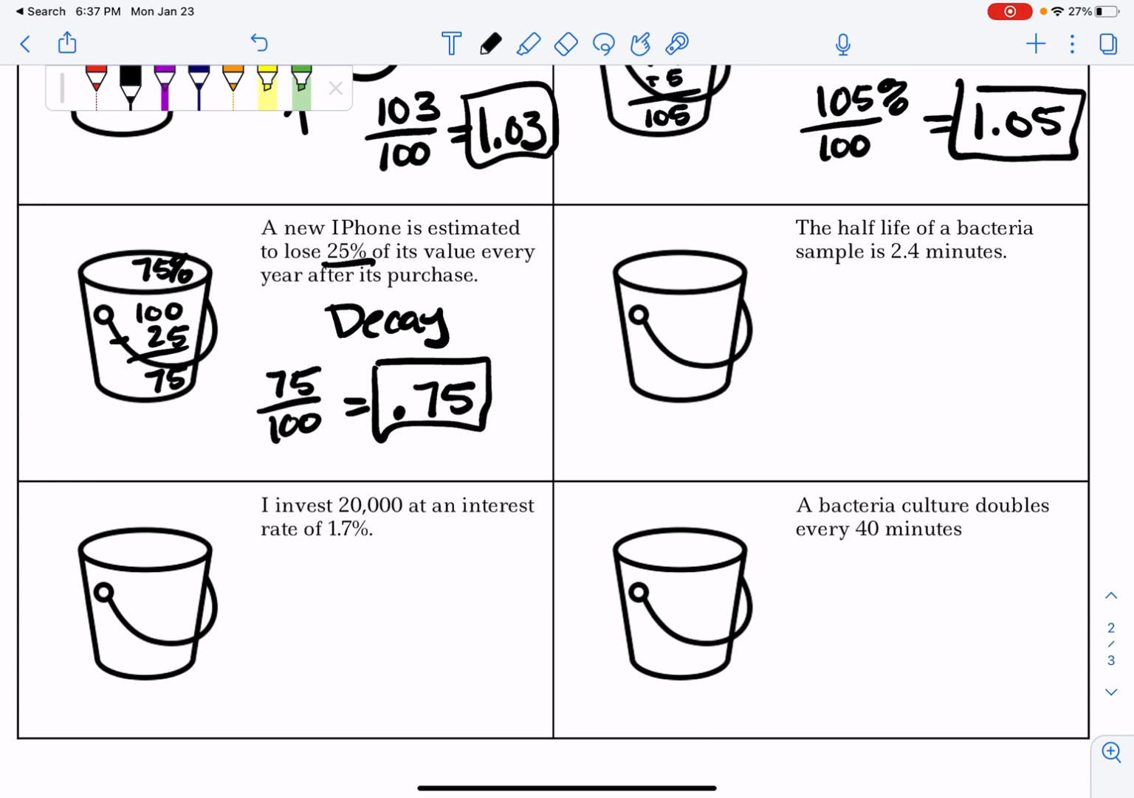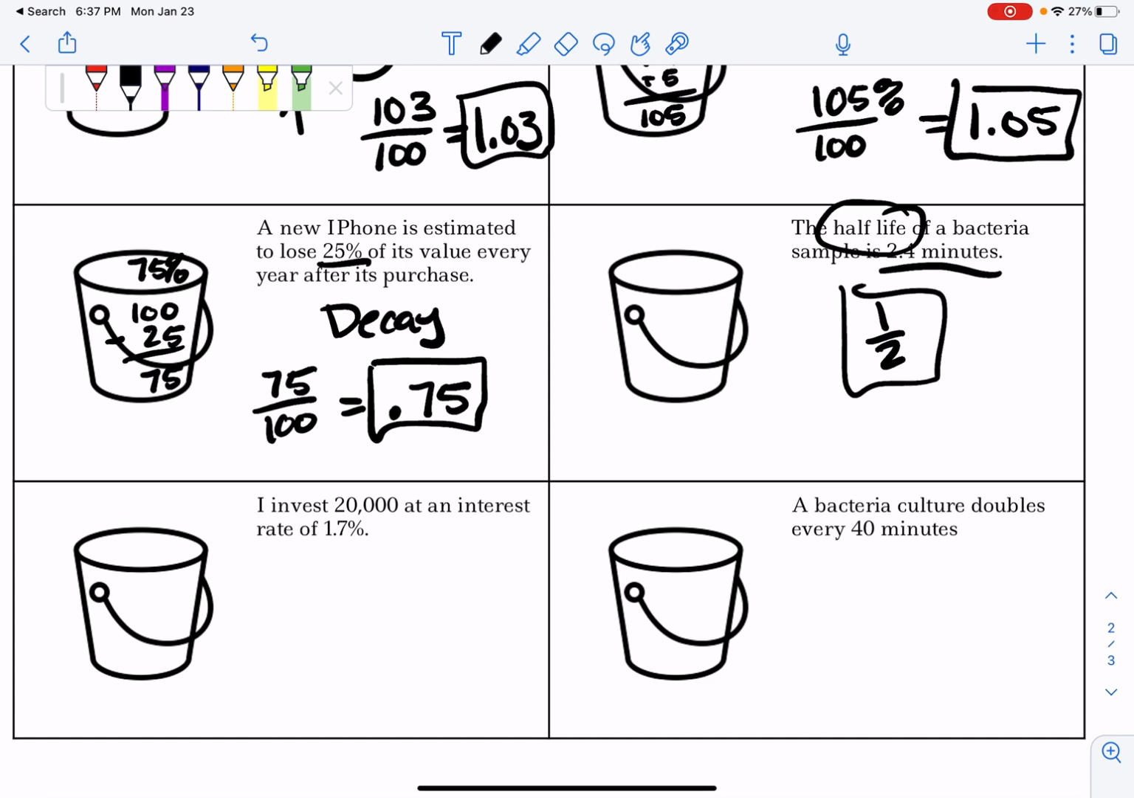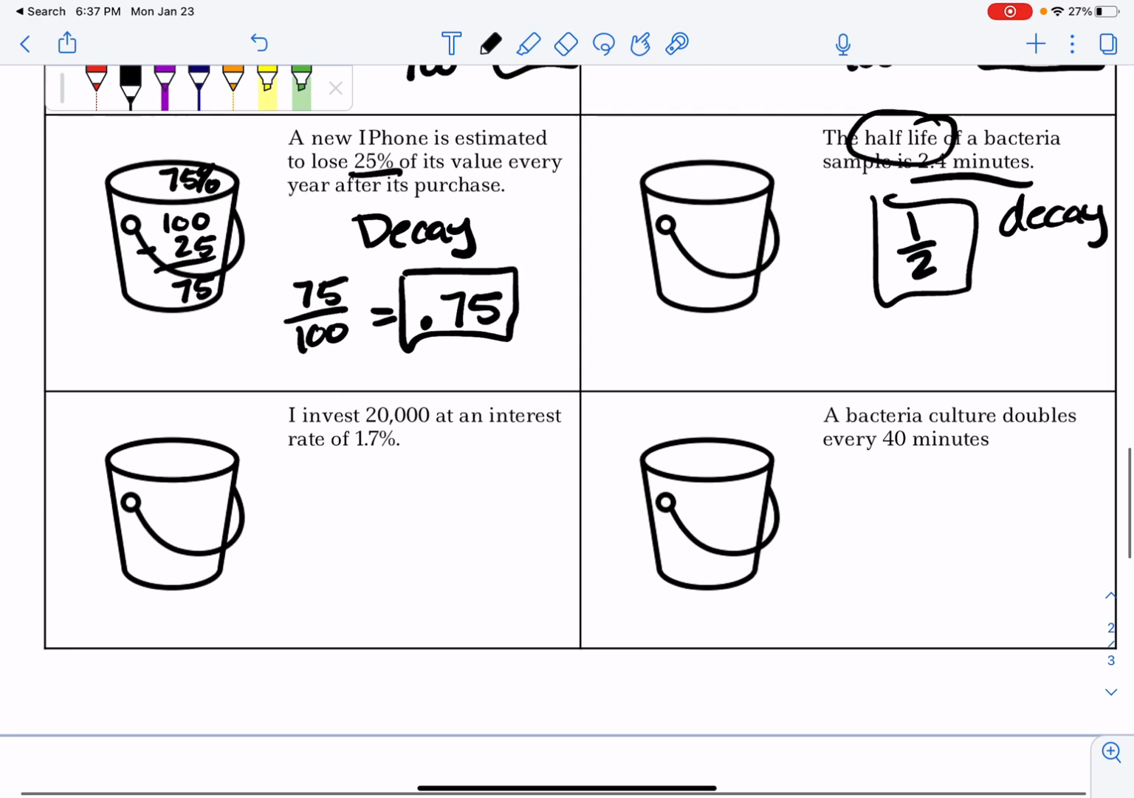The half-life of a bacteria sample is 2.4 minutes. Well, half-life means it's going to cut in half each time. So 1/2 is going to be our multiplier here. This one's a little weird to think about in the bucket, but basically we're taking 1/2 of every sample. So we're going to get smaller each time. That's going to be decay. What are we decaying by? 1/2.